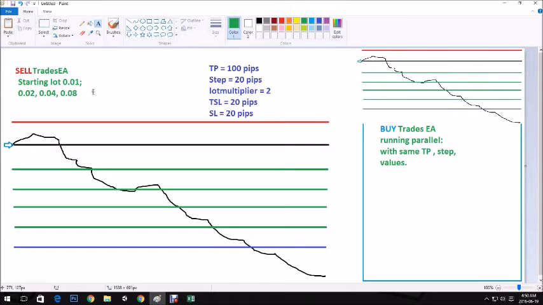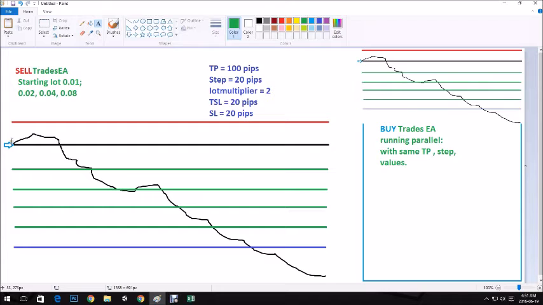Before wasting any time, let's start explaining it by starting our trade here. Obviously we are not actually starting our trade, but we are assuming that we will start our trade at this point of time. So let's say we start our first trade as a sell trade at this level and at this price. We will have 20 pips stop loss for it, and we will have 100 pips take profit for it.